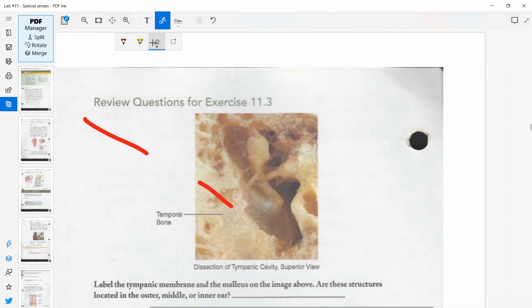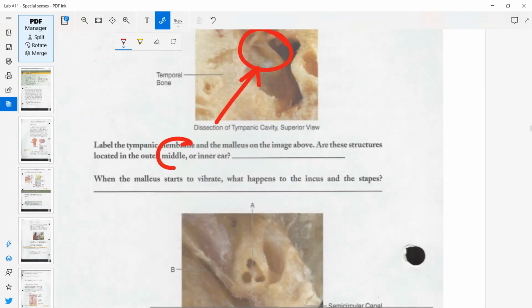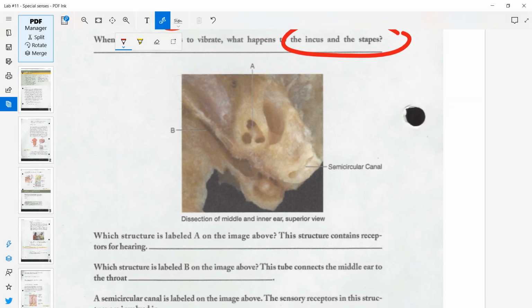Okay, let me erase everything. It's not that easy. Okay, so this is the tympanic membrane. Now malleus is attached to it right here. The structure is located obviously in the middle ear. And when malleus starts to vibrate, incus and stapes also vibrate. So this is the dissection of semicircular canals here, and this is the dissection of the cochlea.